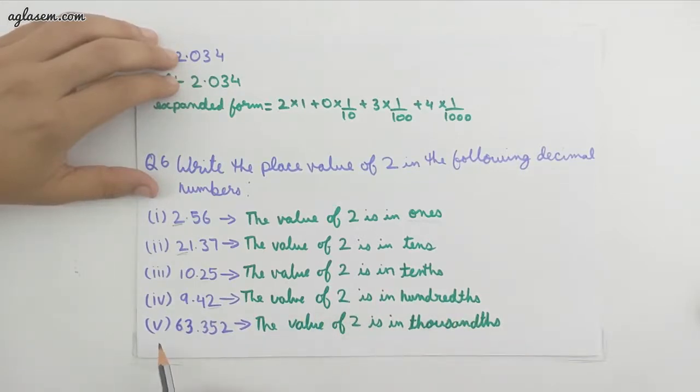Last part is the fifth, that is 63.352. The value of 2 is in the thousandths place. That is, the value of 2 is in the thousandths place.